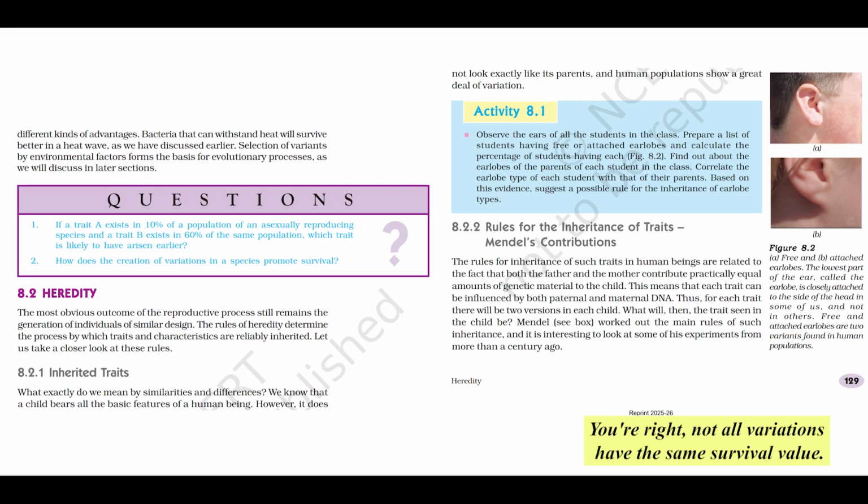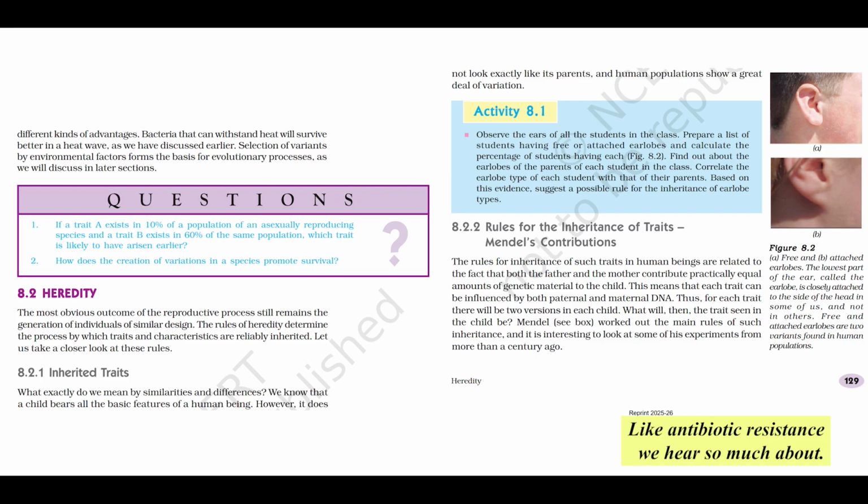You're right, not all variations have the same survival value. Some, even seemingly minor ones, can give a huge edge in a specific situation. Let's go back to bacteria, but push it further. Imagine a population doing well in a nice, stable environment. Suddenly, there's a heat wave, or maybe a new antibiotic gets introduced into their environment. Now, if some bacteria, just by random chance, happen to have a genetic variation that lets them tolerate higher heat, or maybe resist that antibiotic, they'll survive and reproduce. The ones without that variation might die off.